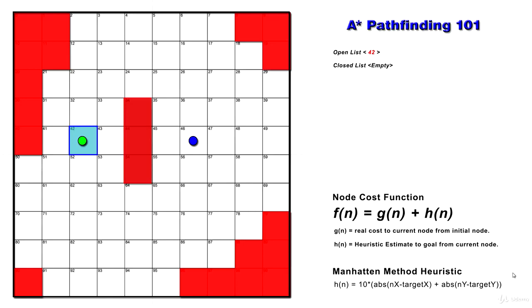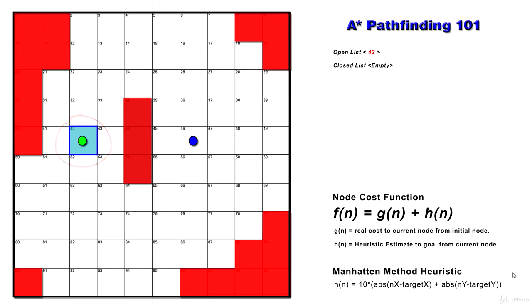Now you can see on the right hand side of the screen I'm going to show the open and closed lists with the node numbers in, so we can see which nodes are in those lists every step of the way. And at the start of the function we've already located the node that the agent is in, node 42 in this example, so that has already been pre-added to the open list.